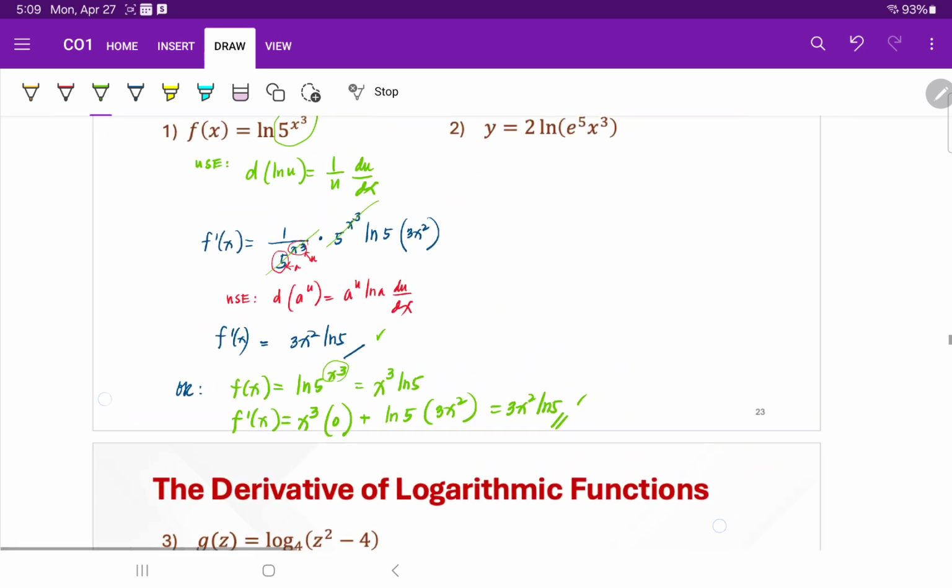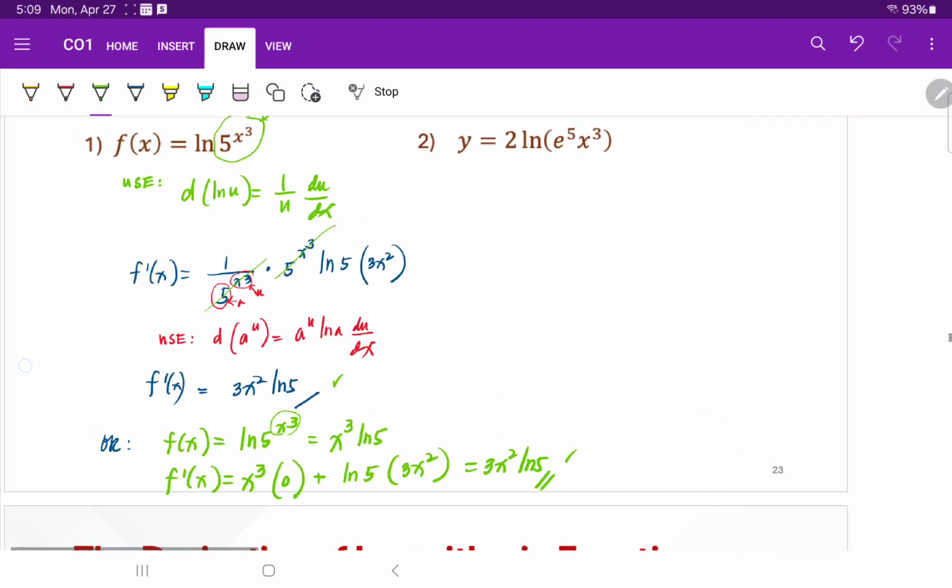Alright? Kasi kanina magkaiba yung 5x cubed yung naisulat ko sa baba.